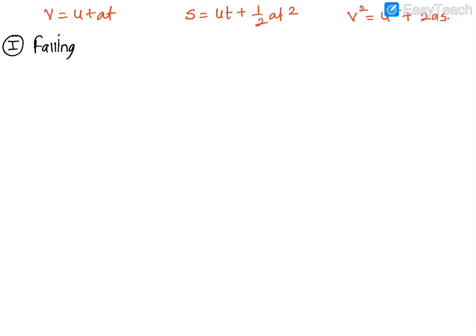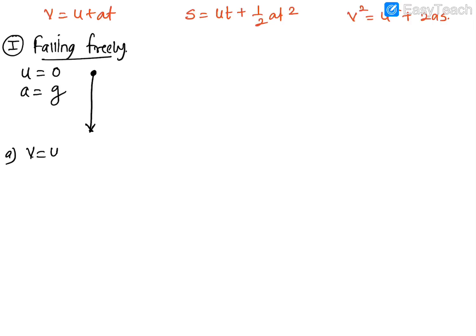Now see, when a body is falling freely, what can you say about its initial velocity? It will be 0, correct? When a body is falling freely, its initial velocity will be 0. And its acceleration will be equal to what? Acceleration due to gravity. So this is only when a body is falling freely downwards. Now what will your first formula become?